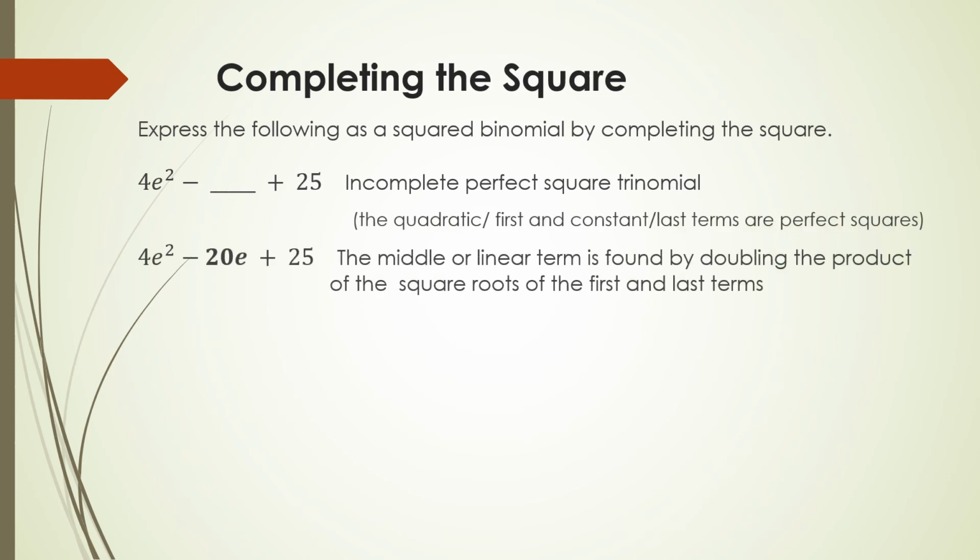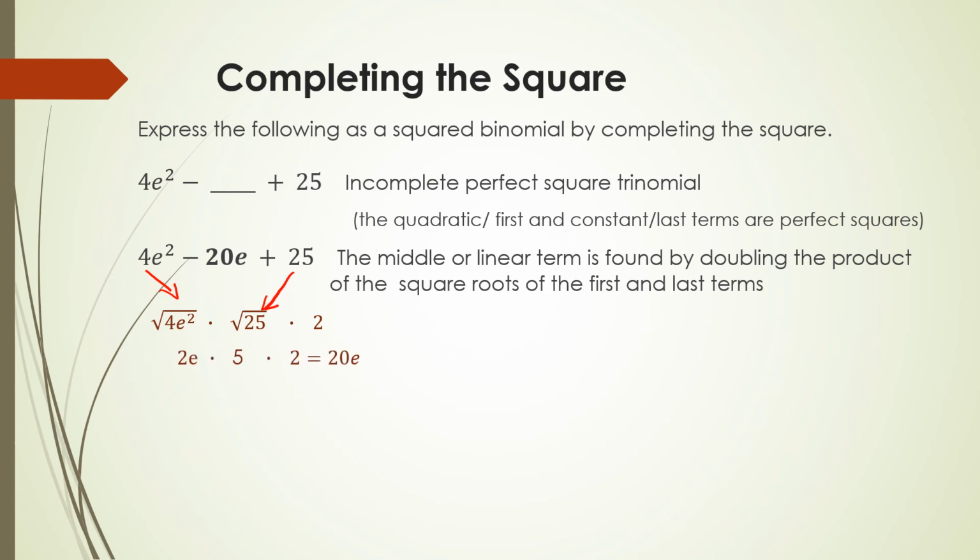Now, you have 20e. Saan ang galing sa 20e? Same procedure na ginawa lang kanina. So, you need to get the square root of 4e squared. And then you are going to get the square root of 25. Again, the first and then last term. And then multiply it by 2.